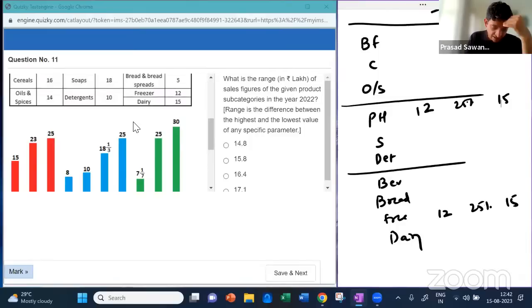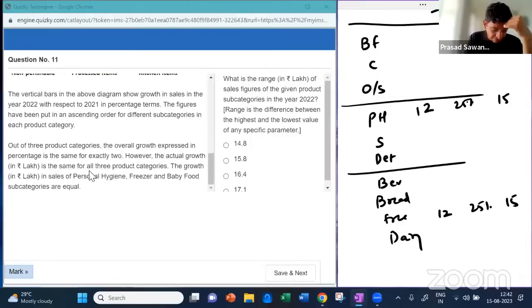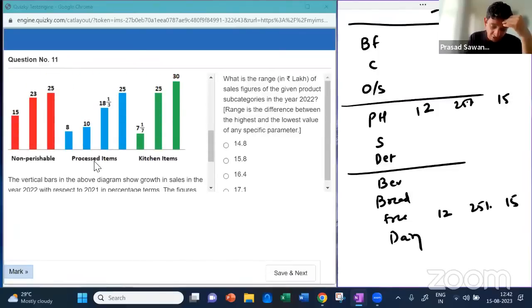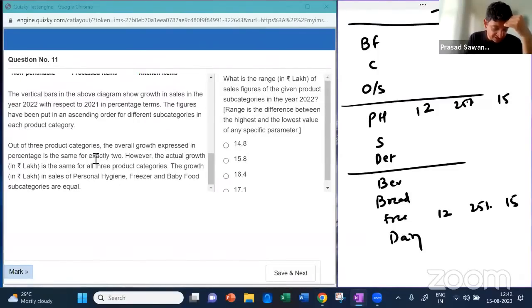ठीक है. And तीसरा क्या था? Baby food, right? Baby food was growth in sales was equal. Growth in sale in terms of percentage, I am assuming. अच्छा, growth in lakhs was equal.